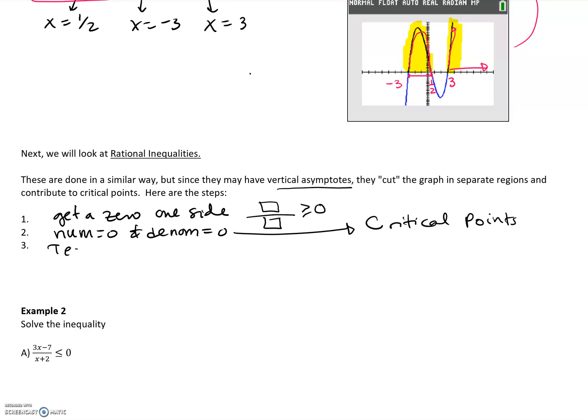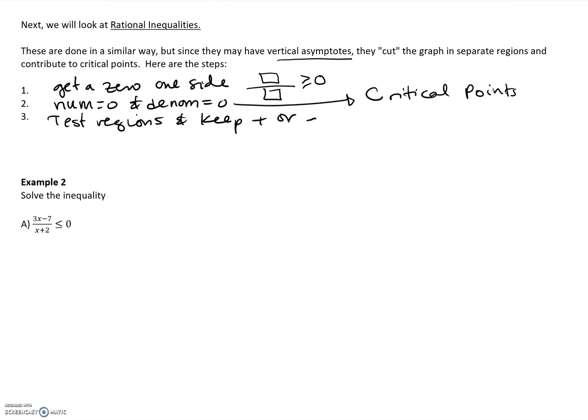And then step 3 is the same as before. Test regions and keep either the positive or negative depending on what the problem asks you. So everything is pretty much the same as polynomials, with the added step of the vertical asymptotes from the denominator also contributing critical points. Let's go look at an example.